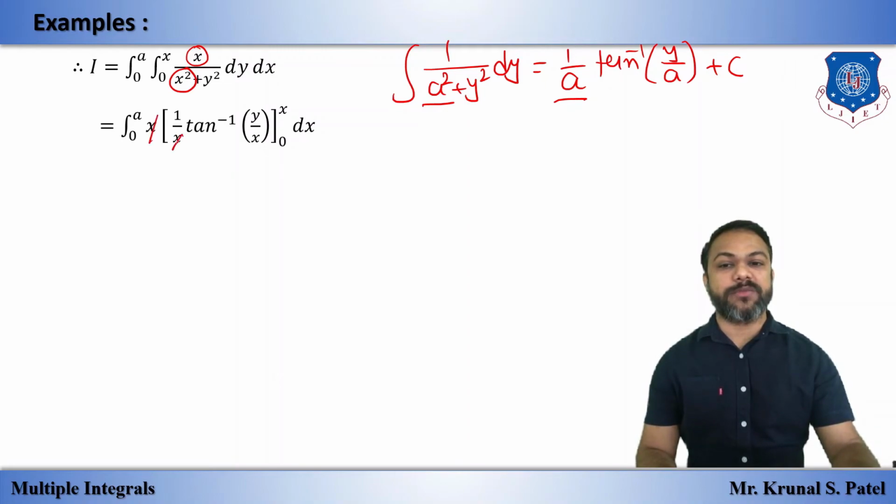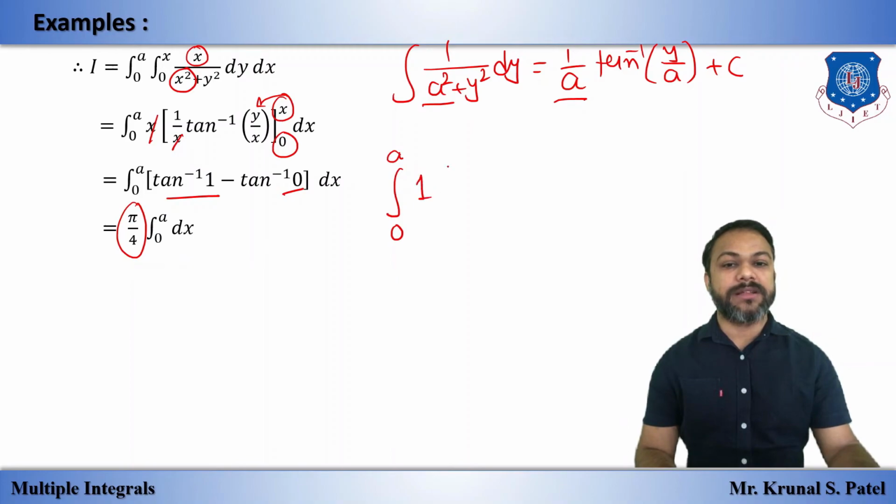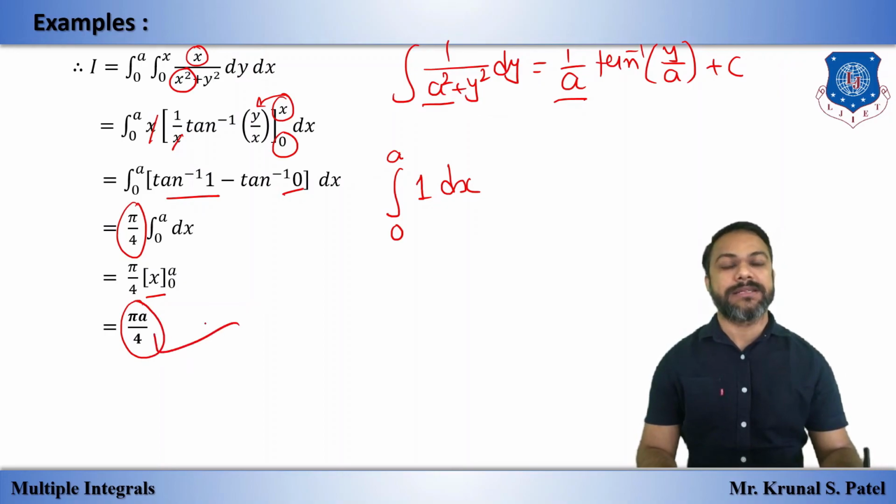Now we can cancel out this x because here x is constant. Now upper limit minus lower limit. If we put the upper limit here, x cancels out, so tan inverse 1 is pi by 4. And if we put 0, 0 by x is 0, tan inverse 0 is 0. So pi by 4 minus 0, so pi by 4. It is a constant outside. Here we have 0 to a, with nothing inside, so we can consider 1. The integration of 1 is x. Upper limit minus lower limit, a minus 0 is a. So we have the final answer, pi a by 4. This is our final answer.